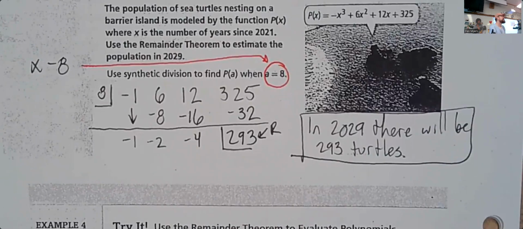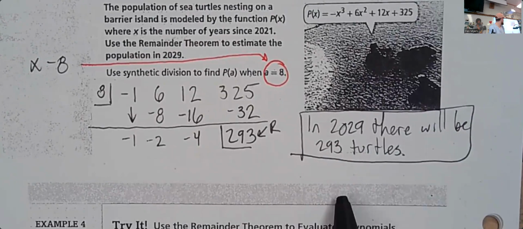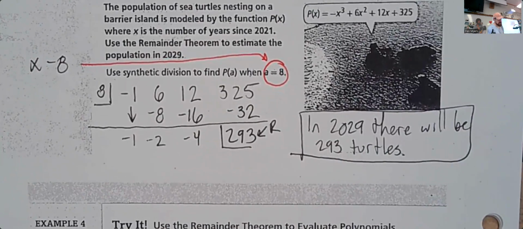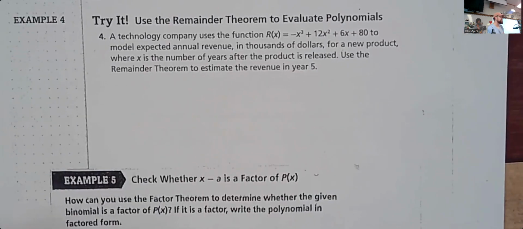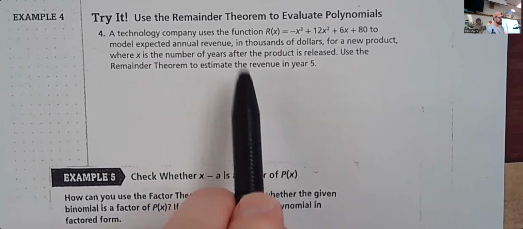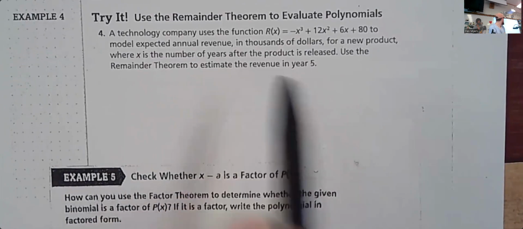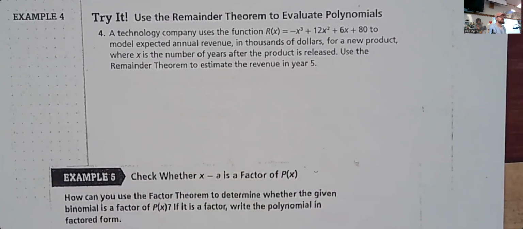All right. Any questions about this example here? We got 293 turtles in 2029, 8 years later. So what I want you to do next is answer this one on your own. Answer that example number 4 on your own. Take a couple minutes on that.